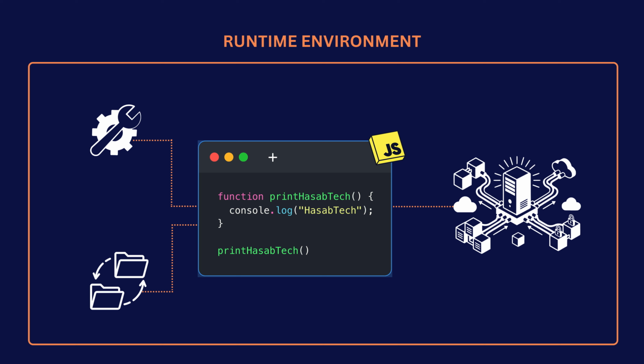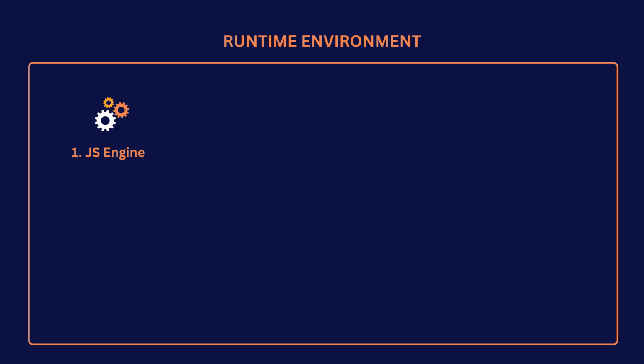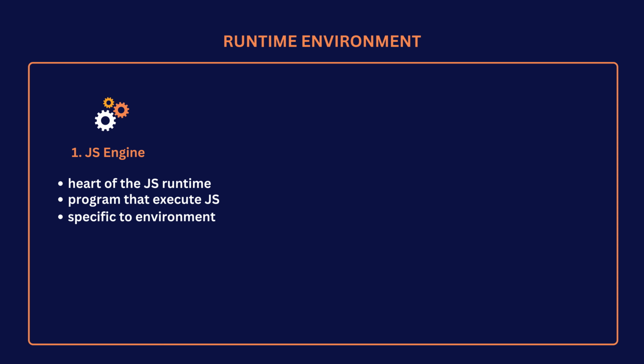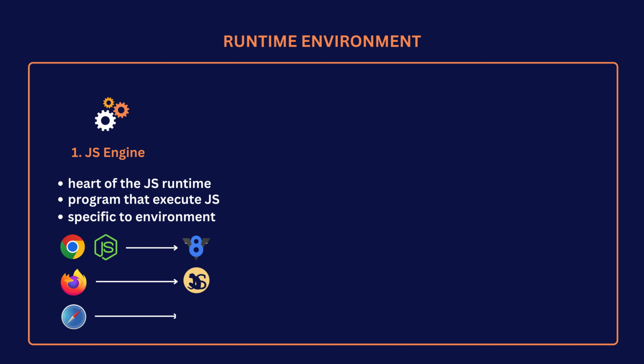So the JavaScript runtime environment contains a JavaScript engine first of all. The engine is the heart of the runtime environment. It is not some mysterious stuff that exists in the environment. All engines are simply programs that execute your code. Every environment has its own engine. For example, Chrome and Node.js use the V8 engine. Similarly, Firefox uses an engine called SpiderMonkey. Safari uses JSC, which is called JavaScriptCore.